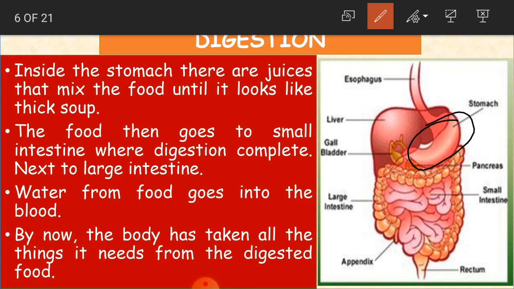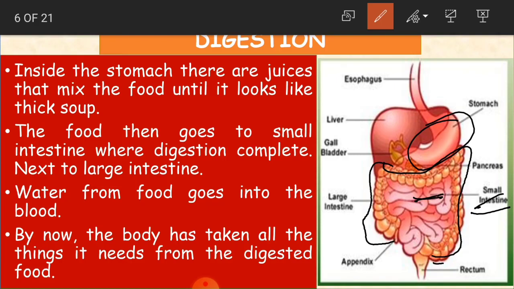So even our food is going to become a soup after entering into the stomach. Okay, children? And the food then goes to the small intestine where digestion is completed. Next to the large intestine. Where is the small intestine? Here. This small intestine is this one. And where are the large intestines? See, all these are large intestines.